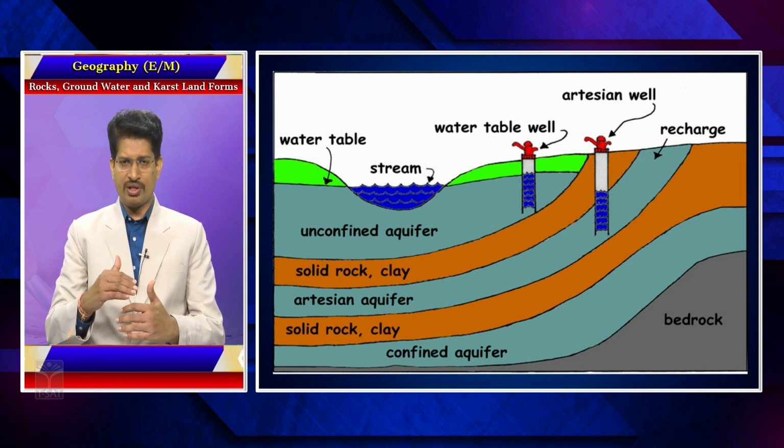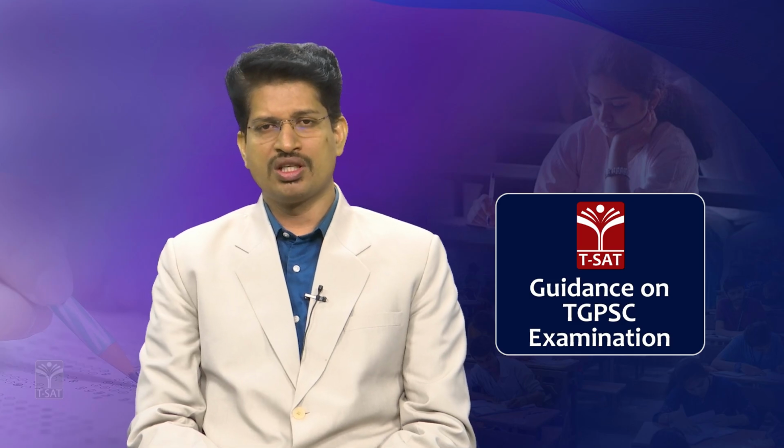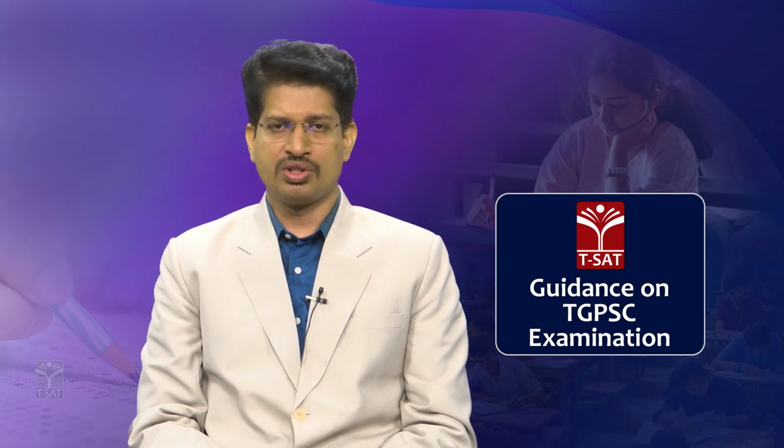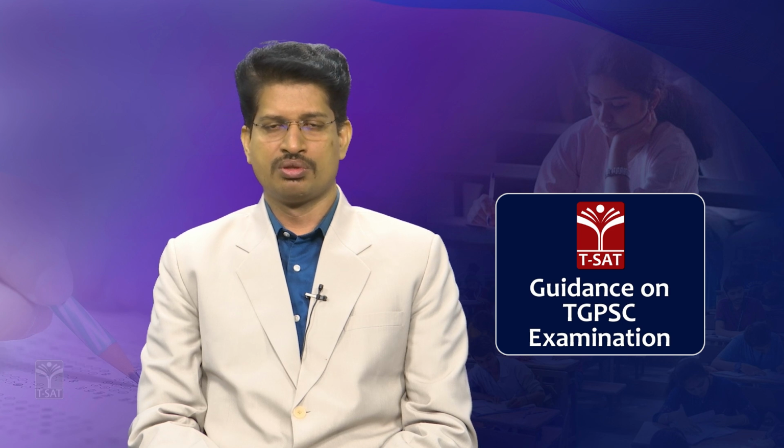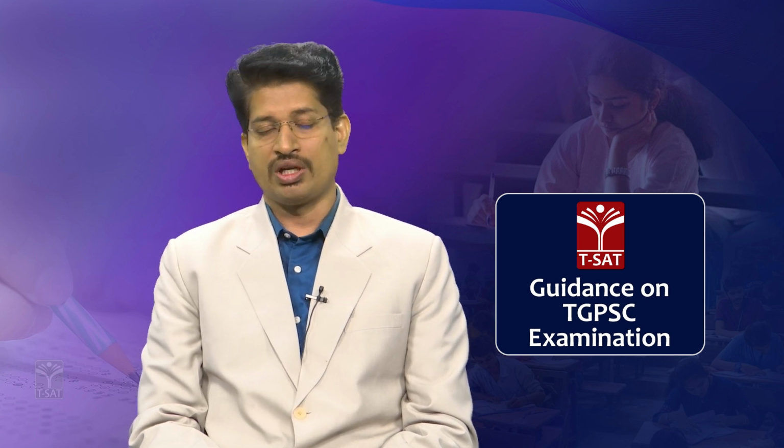This phenomenon, where just by making a bore the water ejects out without the requirement of energy, is known as an artesian well. This is how you must be able to differentiate between an ordinary bore well and an artesian well.